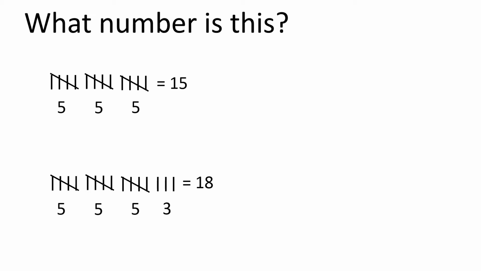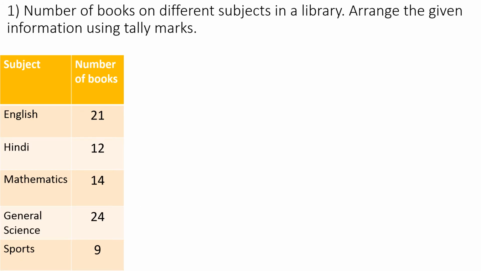To understand it in a better way, let us solve some questions. Question number 1. Number of books on different subjects in a library. Arrange the given information using tally marks. The table shows there are 21 English books, 12 Hindi books, 14 mathematics books, 24 general science books, and 9 sports books. Let us make the tally marks step by step.